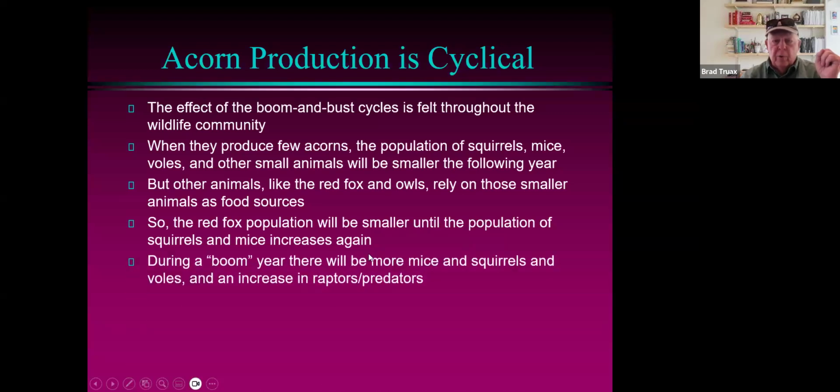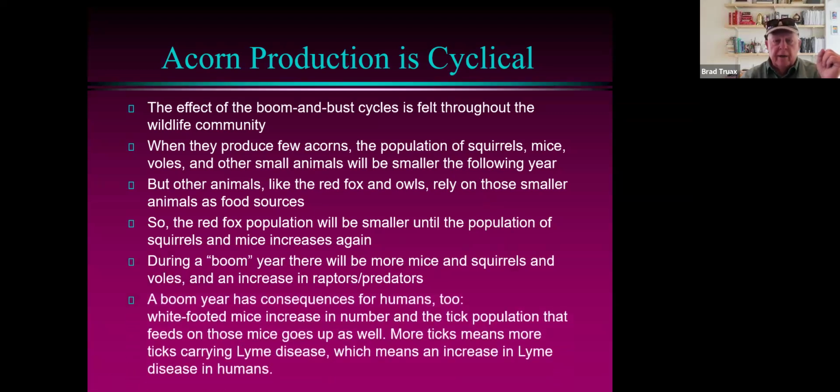And during a boom year, when there's going to be more mice and squirrels, there's going to be an increase in the raptors and other predators of the smaller animals. So a boom year has consequences for humans too. After a boom year, the white-footed mouse will increase in number, and that means the tick population will also increase in number. And more ticks means more ticks carrying Lyme disease, which means there's going to be an increase in Lyme disease in humans.